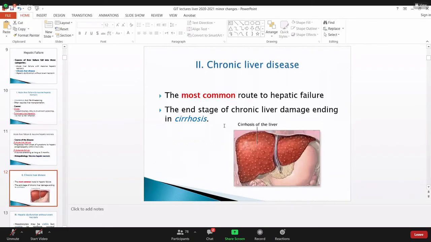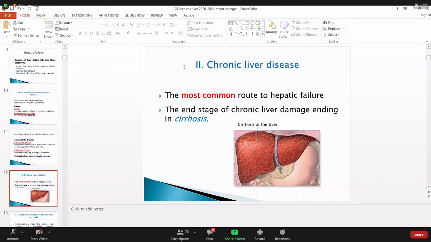The second manifestation or cause of liver failure is chronic progressive disease. Progressive chronic diseases usually end in what we call cirrhosis. Cirrhosis in Arabic is تشمع الكبد. So this will be the end stage of a group of chronic liver diseases with progressive damage and progressive fibrosis; they end up having cirrhosis, and we will talk about it.